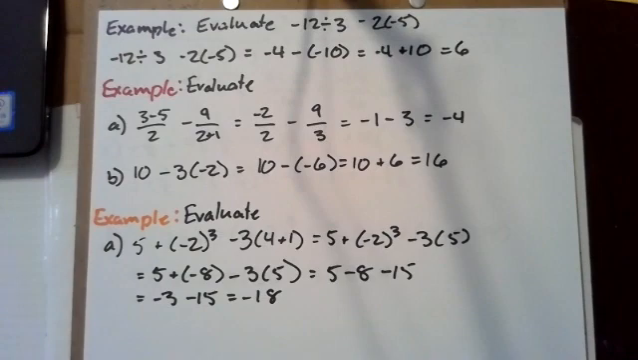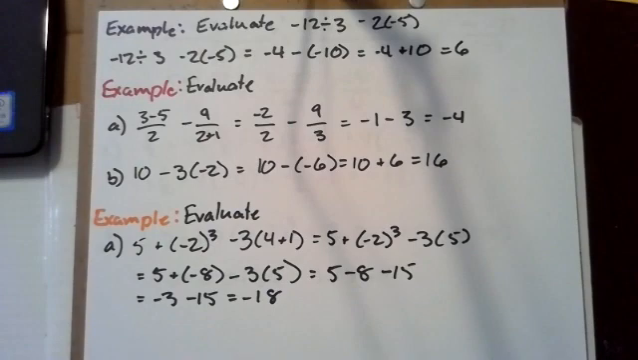In this example, we want to evaluate negative 12 divided by 3 minus 2 times negative 5. That's negative 4 minus negative 10, which is the product of that 2 and the negative 5. So that's negative 4 plus 10, which is 6.